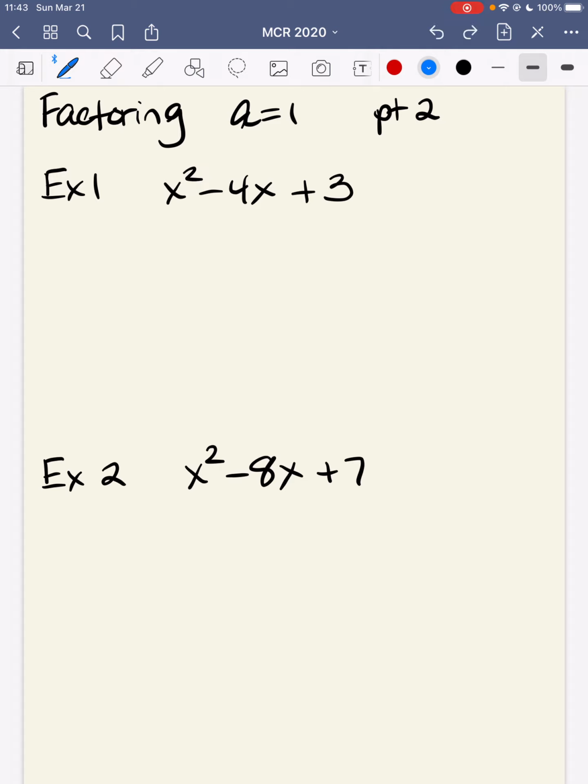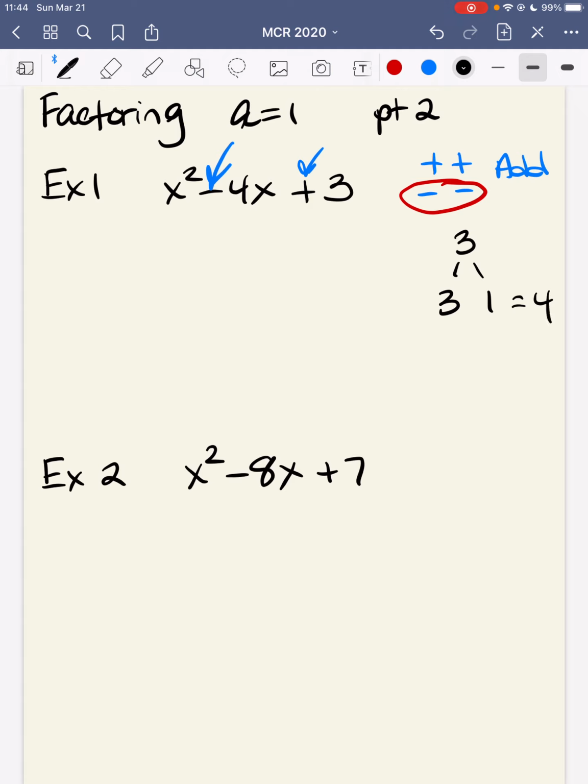I look at my last sign. My sign is positive. That means I need to either have 2 positives or 2 negatives. And I will be adding my middle 2 terms. But in this case now, my first term is minus, which means now both my terms in my binomials are going to be minuses. It's the only difference so far. Factors of 3 are 3 and 1. And 3 plus 1 is equal to 4, so we are good.